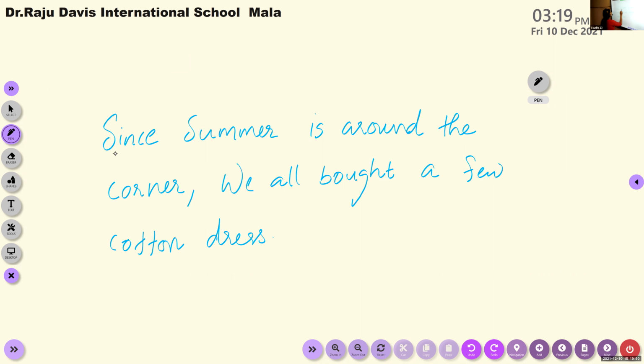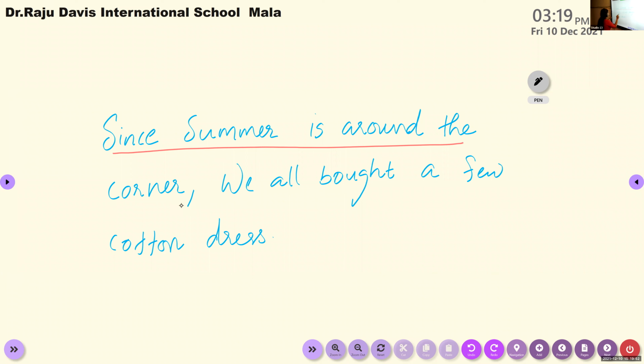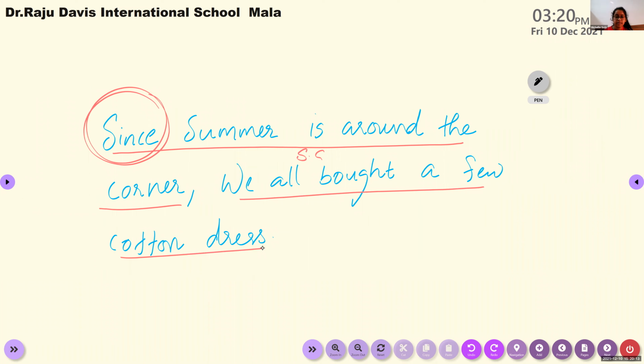Since summer is around the corner. What kind of clause is this? Subclause. Why is this a subclause, children? Because it starts with a subordinating conjunction, since. Okay, so it has a subordinating conjunction, and this part of the sentence is a subclause. And what is the next half? Main clause. This part is called a main clause, isn't it? Yes, ma'am.